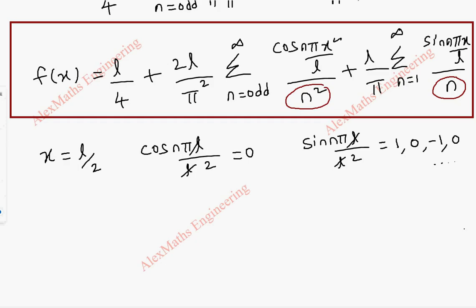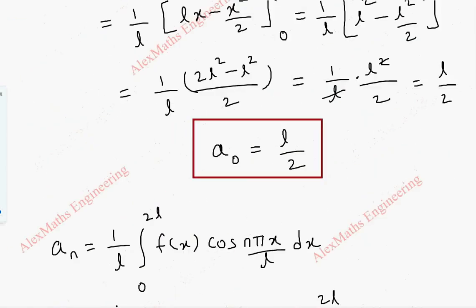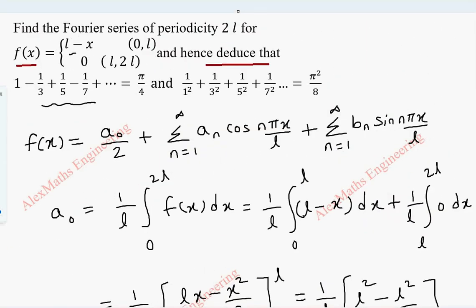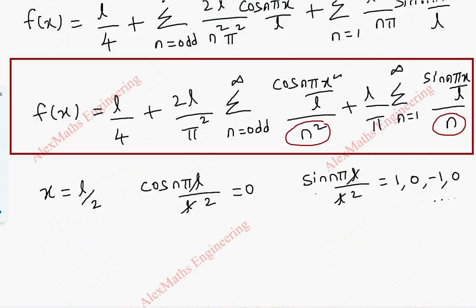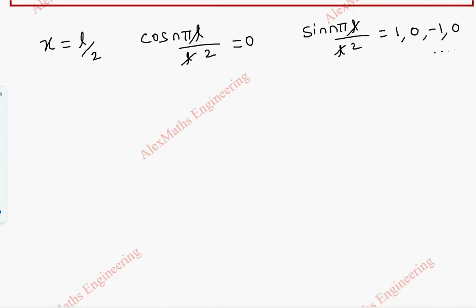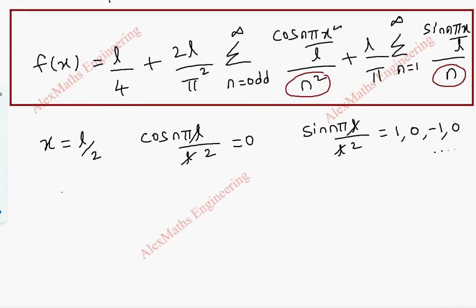So our function f of x, we have L minus x in the interval 0 to L. So when I choose L by 2, we have L minus x. So f of L by 2 will be L minus x. So L minus L by 2, that gives L by 2. So we are going to use all this.